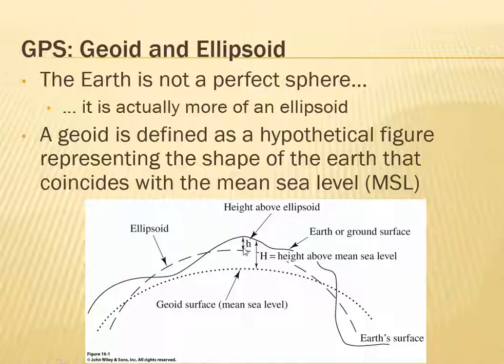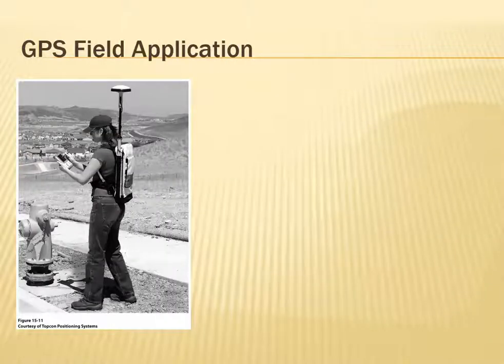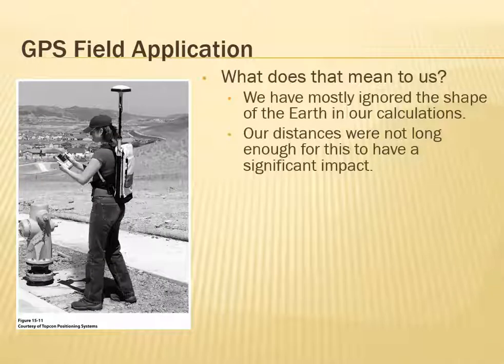This distance between the Earth or ground surface and the ellipsoid is called the height above the ellipsoid. And this height right here is the height above mean sea level of the Earth's surface. So there's all kinds of stuff going on. How does a GPS even think about looking at the Earth? What does this mean to us?